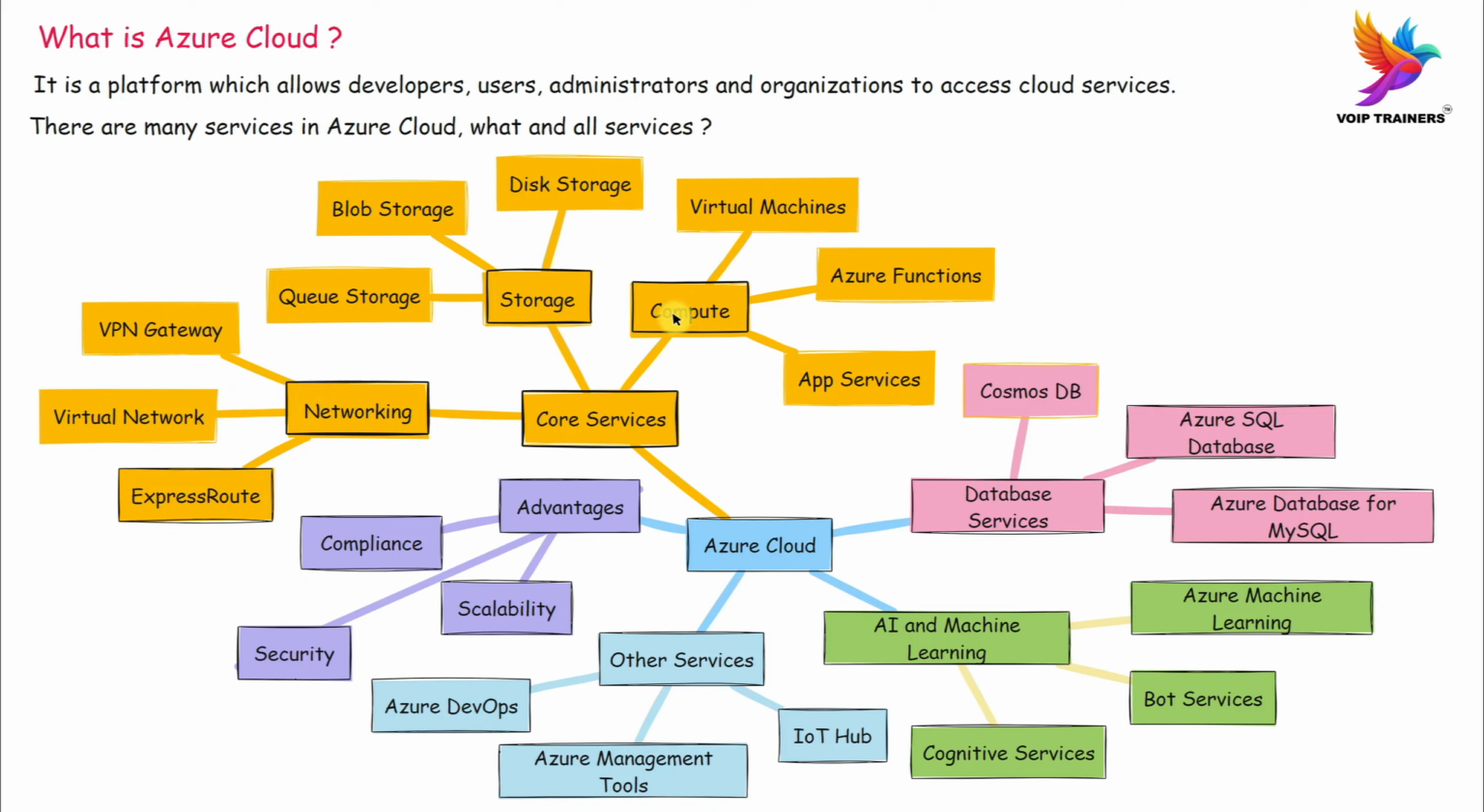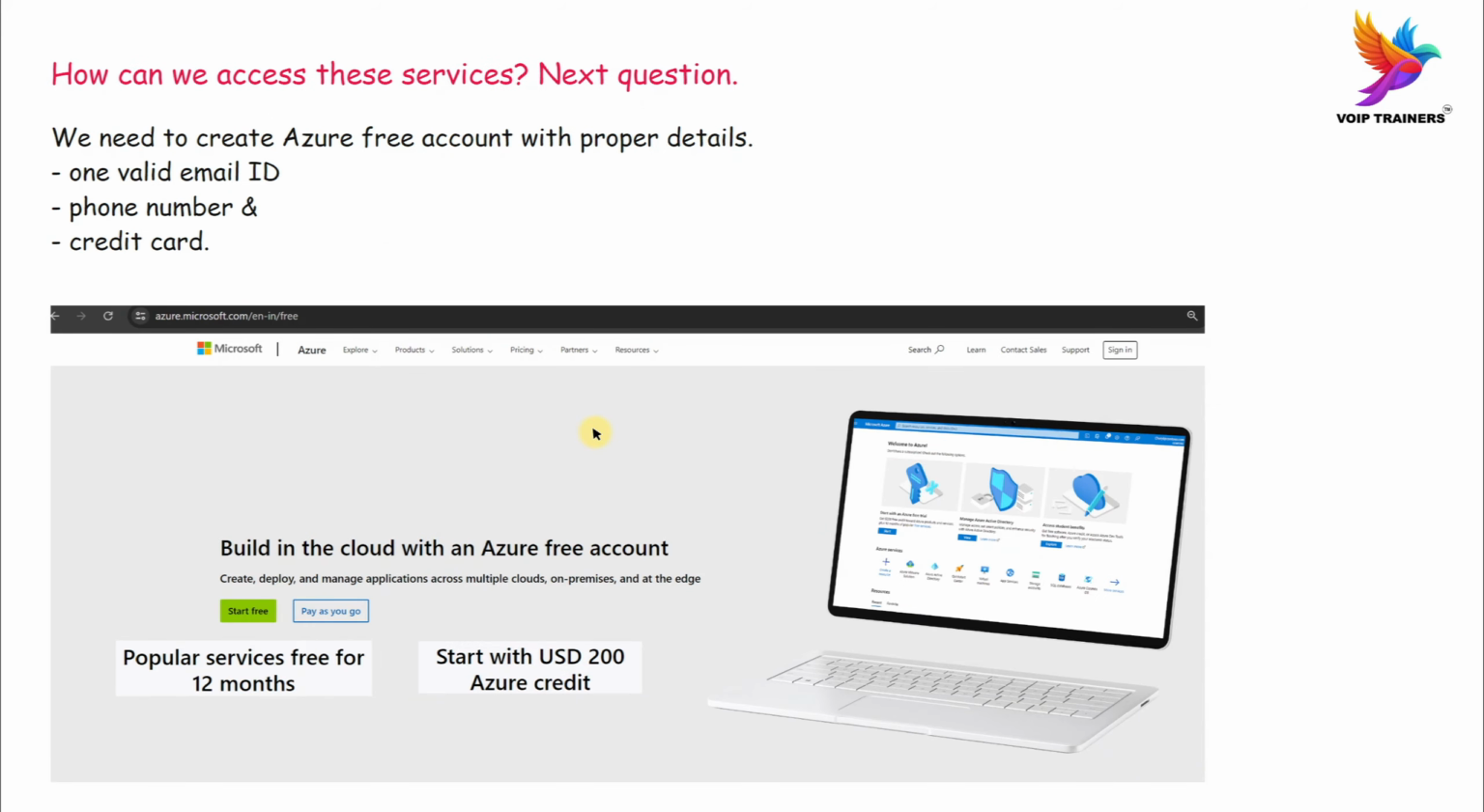Networking is one of the services. Compute, virtual network, VPN gateway, database, machine learning, DevOps. These all are Azure services. How we can access these services is the next question. For that, first we need to create a free Azure account with the proper details. Everyone should have one valid email ID, phone number, and credit card.